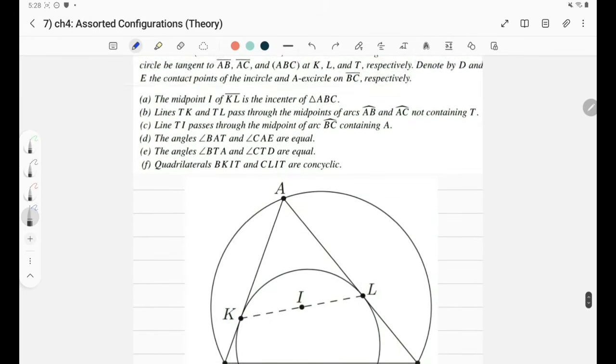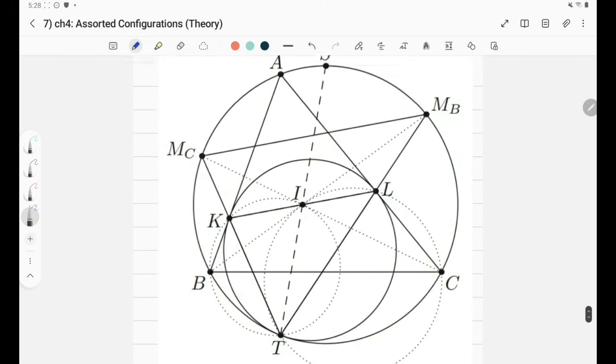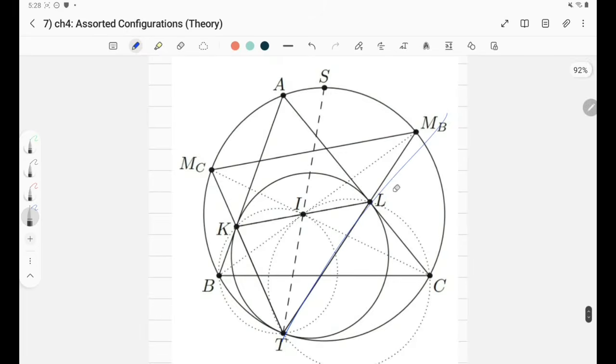And we have finally the mixtilinear incircle. We know that it exists, and we know that I is the midpoint of KL. And we know many things regarding the diagram. We know that ML just hits the circle at the midpoint of the arc. The same thing as TK. We have these cyclic quads, this one and the other one. We also have that TI bisects the arc again, the big arc BC at S.